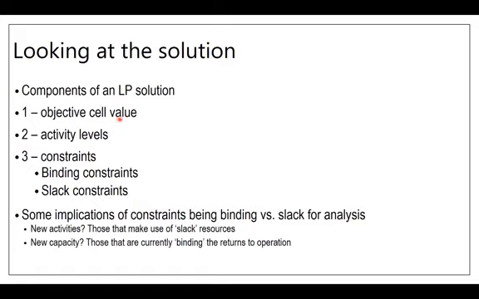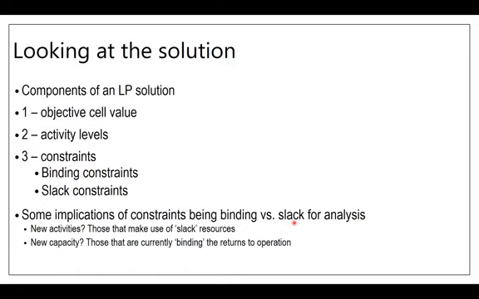Whatever we were trying to maximize, we need to look at that. What are the levels of the different activities? And then the different constraints, right? So what are the binding constraints? What are the slack constraints? And when we start looking at those constraints, there's some implications for analysis or management that should pop to mind immediately.